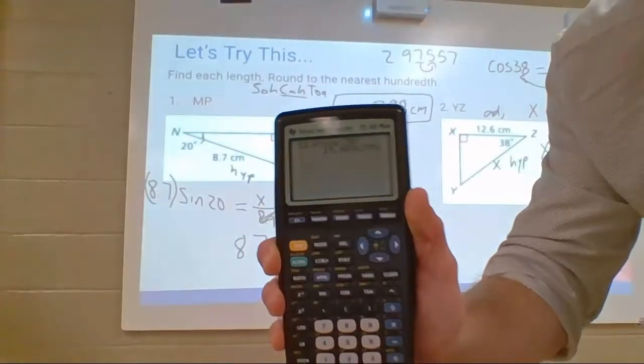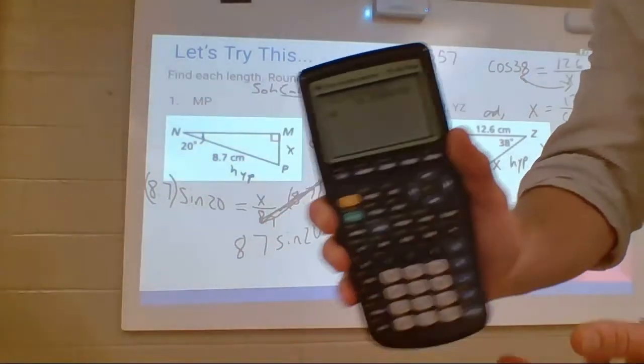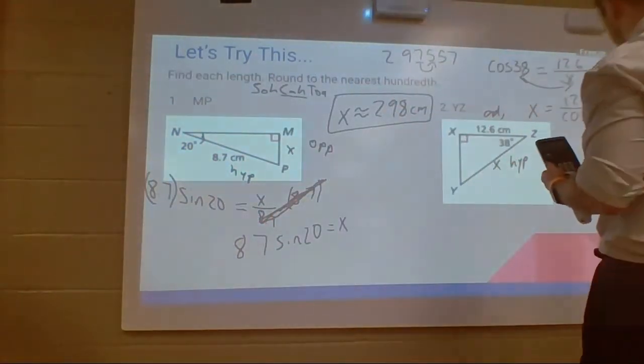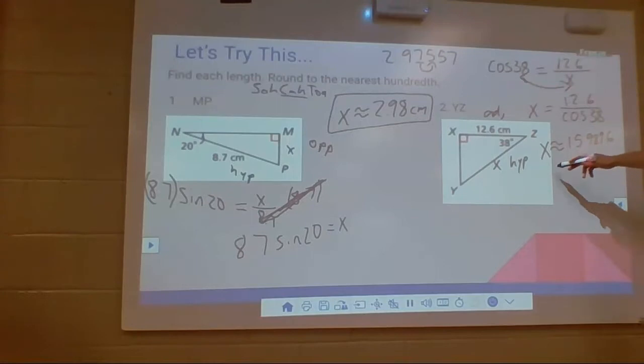Well, that gives us, let's see, 15.989. So x is about 15.989. I'm going to go one more place. 6. Now, we're going to round to the hundredths place, right? What's in the hundredths place? 8 is in the hundredths place.